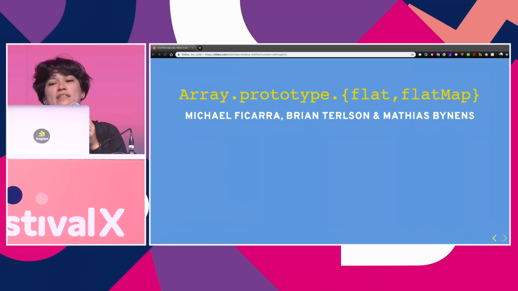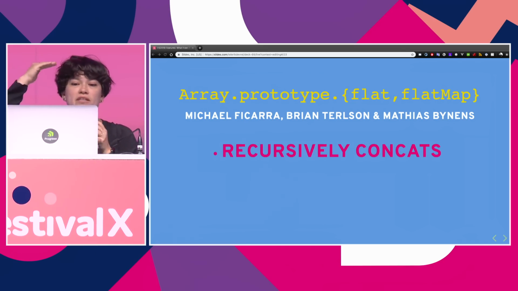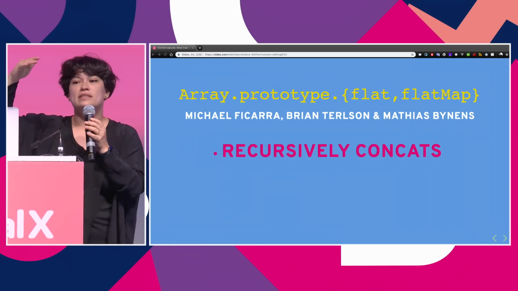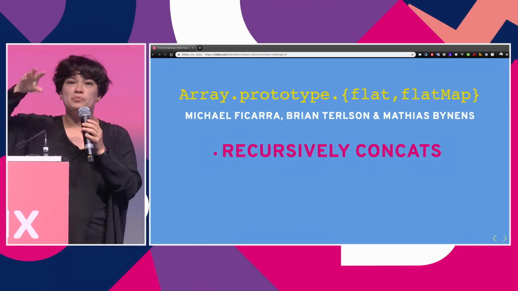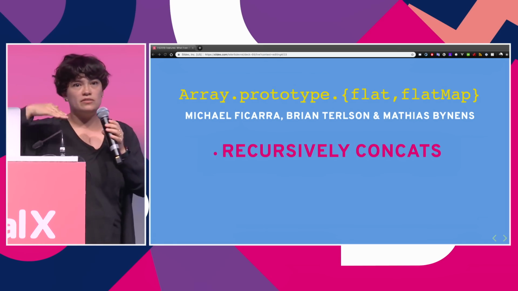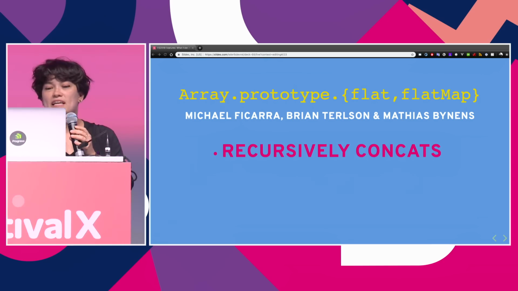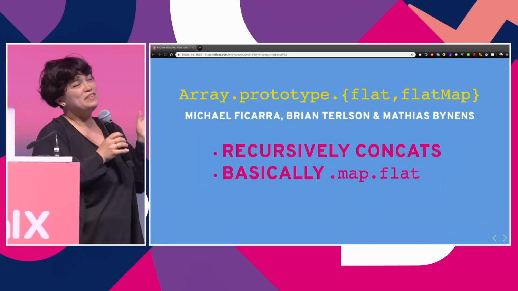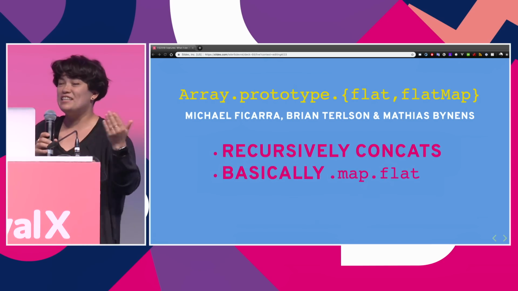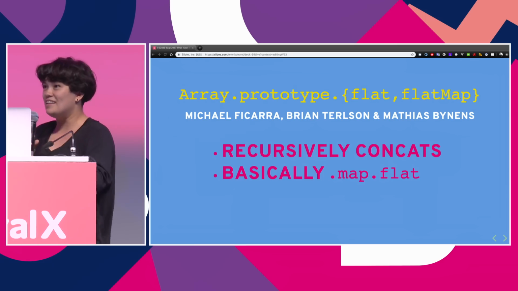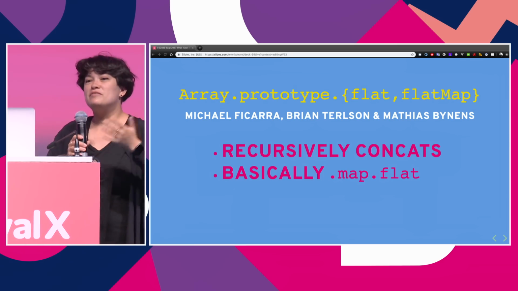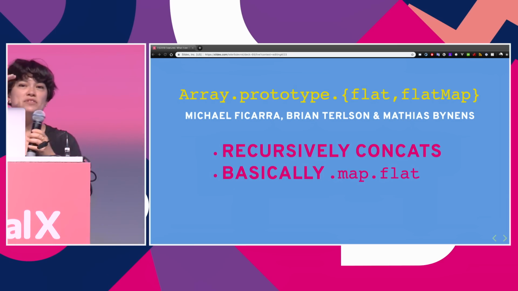Flat is basically recursively concatenating to the array, depending on the number in your parameter, how many levels you're telling it to go down. And FlatMap, very simply put, is kind of taking map and then flat. So you're mapping through an array and then flattening it to a single level array.